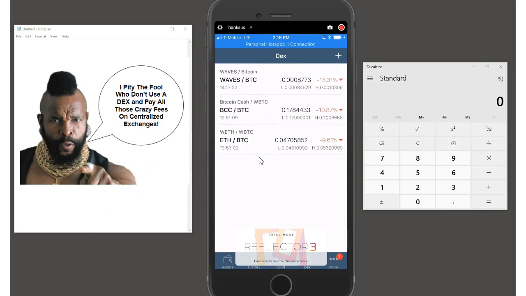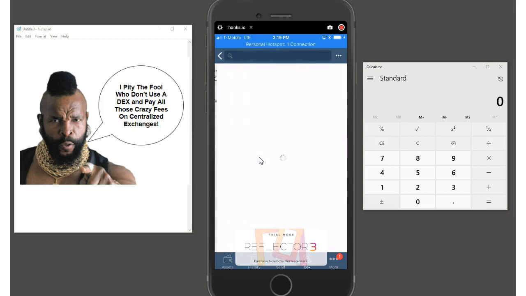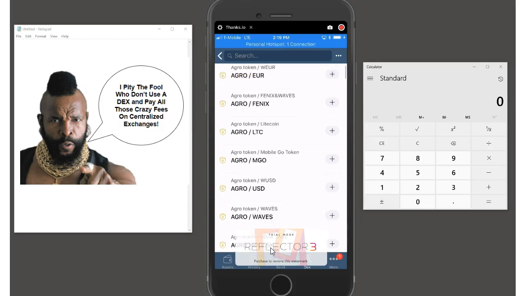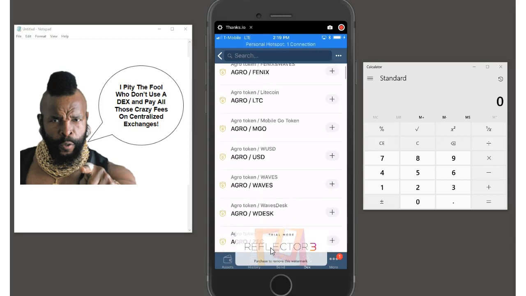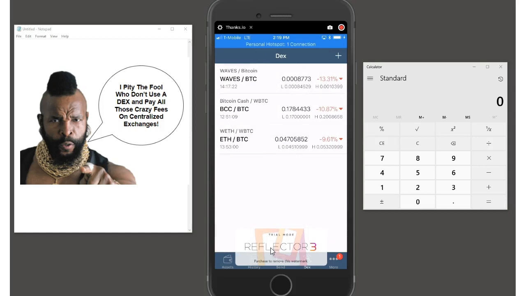Here you see I have my trading pairs up that I currently have going. You can add more very quickly and easily. It's a little slowed down. I'm using the Reflector app to put my iPhone on the screen, but generally it's very, very fast, easy to add a new pair, lots to search from and use.